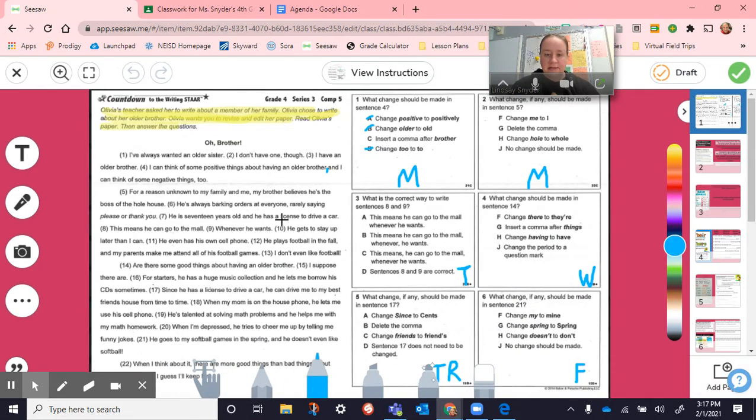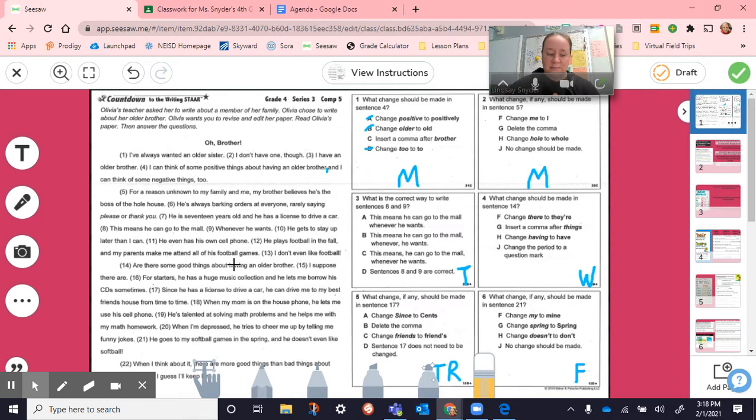All right, so Monday, we read Oh Brother, and it gives you some background information here. This is a story about Olivia. Her teacher asked her to write about a member of her family, so she writes about her brother. And she writes about all of these negative things about her brother. And then she starts talking about, well, actually, he's got some positives too. So then she starts realizing all these positive things, so maybe she'll keep him around.